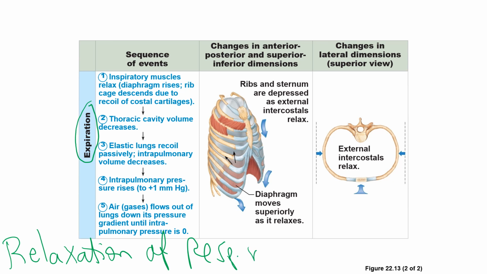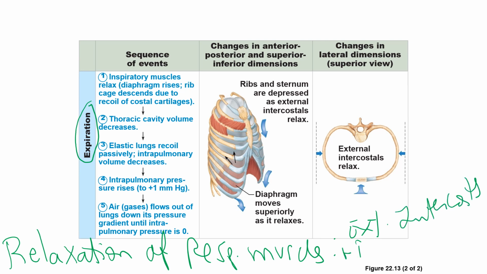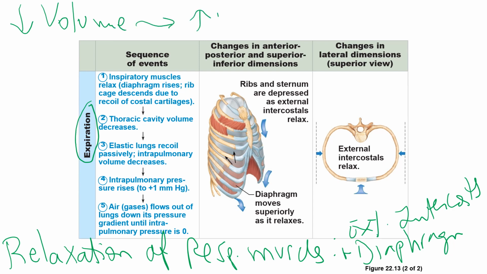When we relax the respiratory muscles, which will be the external intercostals and the diaphragm, the volume of the thoracic cavity decreases. If we decrease the volume, we're going to increase the pressure. The pressure will be higher than atmospheric pressure, and so air is going to rush out from the lungs to the outside. And that's the expiration process.